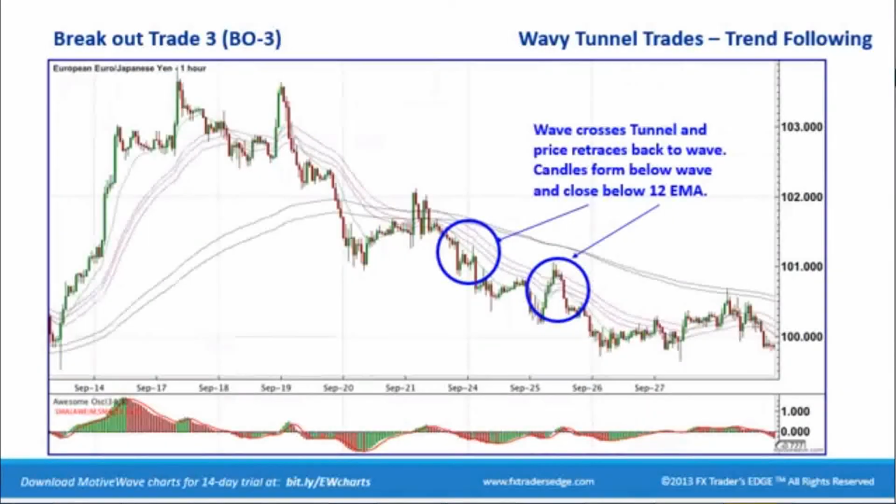The third trend following trade is called breakout trade 3. This is the most common because it is easier to spot. The wave crosses the tunnel initially, and then price retraces back to the wave. Candles form below the 12 EMA, and trades are taken as price bounces off the wave in the downtrend.